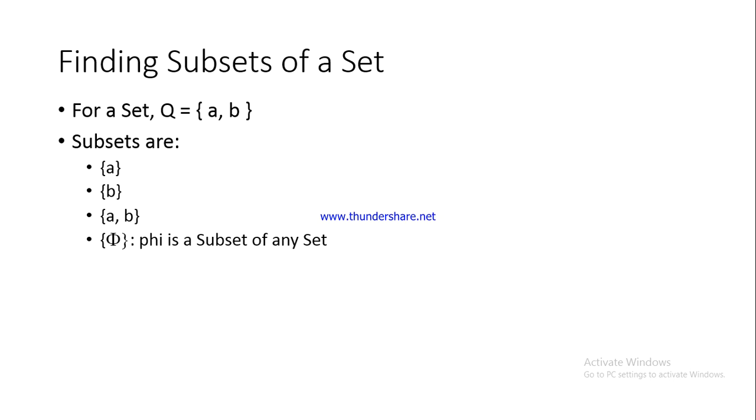Now we had also discussed in our last session that phi is a subset of any set. So in all, now we have got four different subsets: A, B, AB and phi. So this is the total number of subsets that a set having two elements can have. So we are getting here four subsets: A, B, AB and phi.